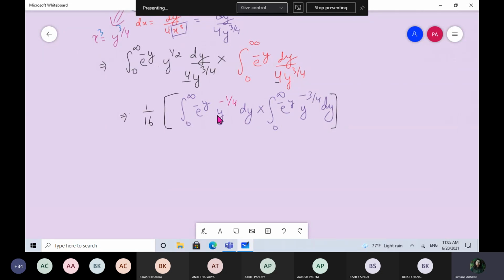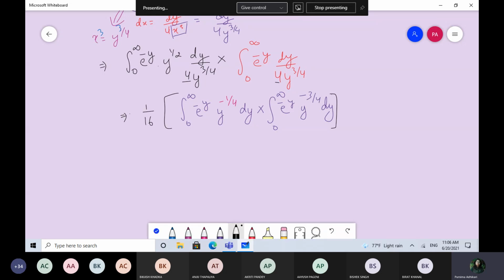Okay, so now, what is this? What is the value of n here? Isn't this a gamma function now? Yes, exactly, it is a gamma function: e to the power minus x, x to the power something dx. Here only y has come in place of x. So this is exactly your gamma function. So we can replace it by gamma.